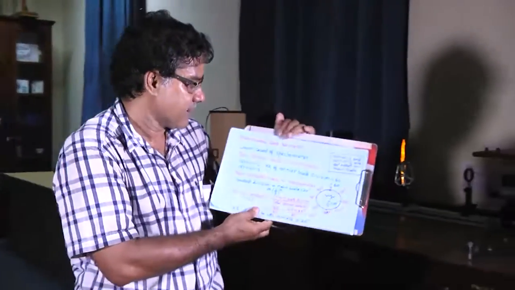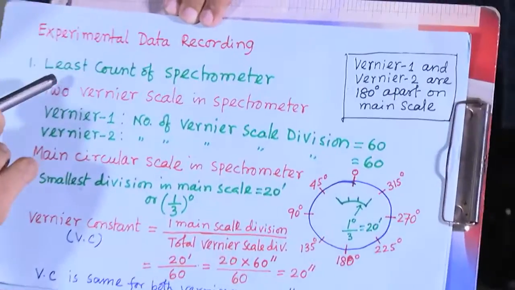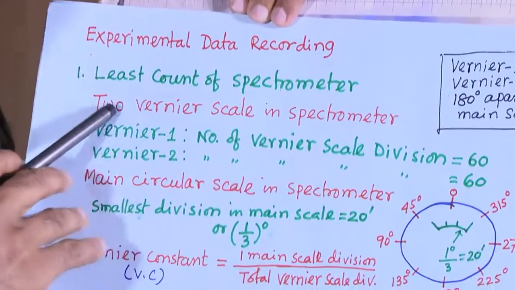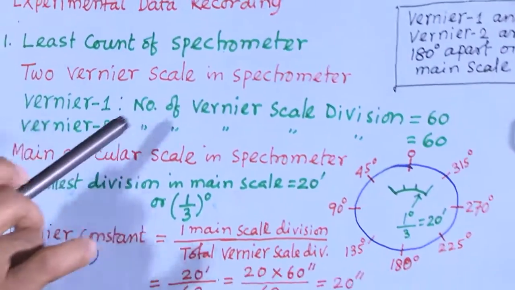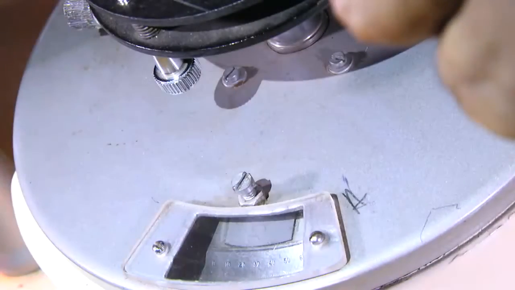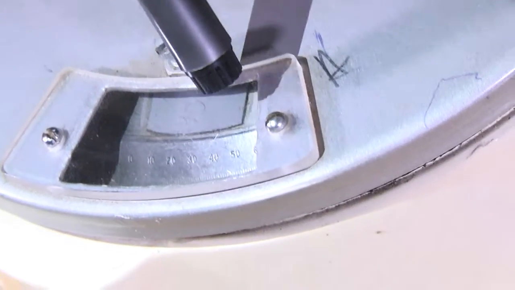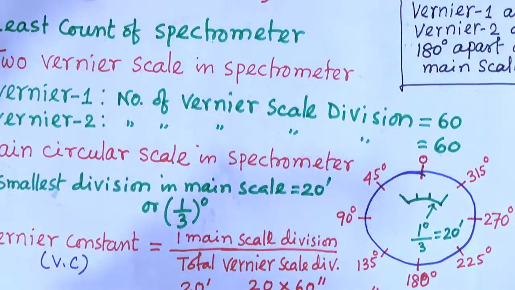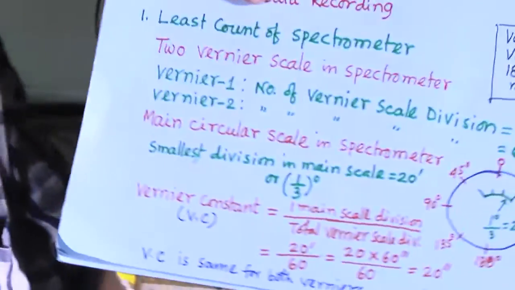Okay. So, now let us do the experiment and record the data. We have to record experimental data. First task is to find out the least count of the spectrometer, that means the vernier constant of the two verniers, vernier 1 and vernier 2. So, what do I have to see? How many divisions are there. I can see 0, 10, 20, 30, 40, 50, 60. 60 divisions are there. We have to note down vernier 1, number of vernier scale divisions equal to 60. Vernier 2 also is 60. Both basically have the same vernier constant.